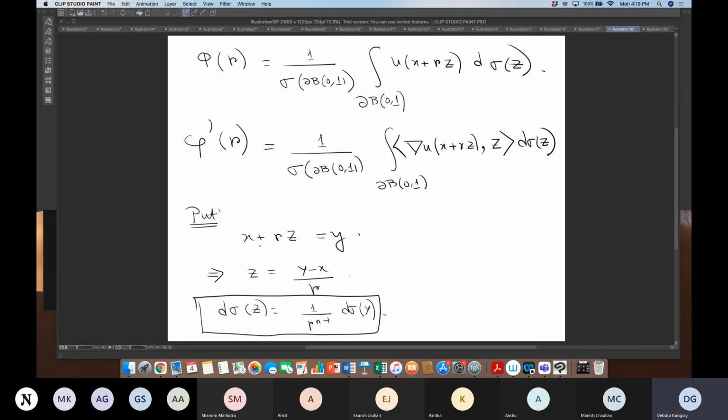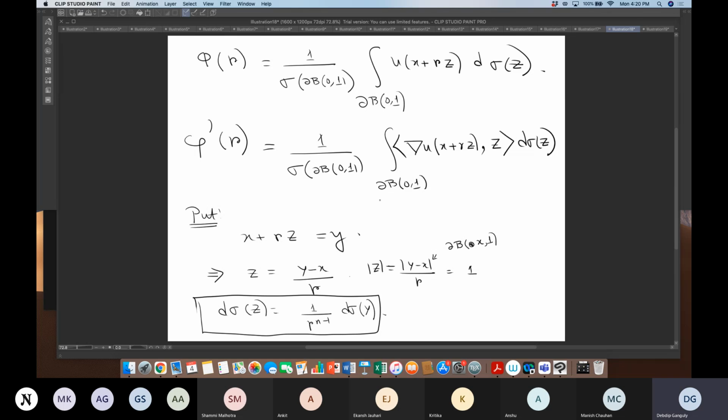Just think what z is now. What is mod z? This is mod y minus x by r. What is this? 1. So if I want to write in terms of y minus x, z will be, what is this? Del b x, radius is 1, right? In terms of y?